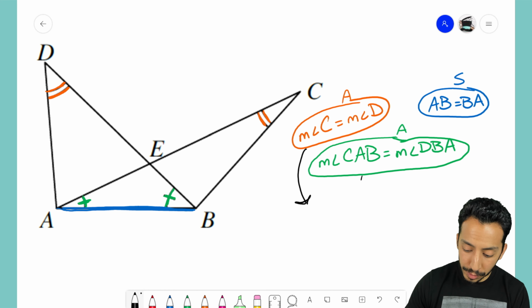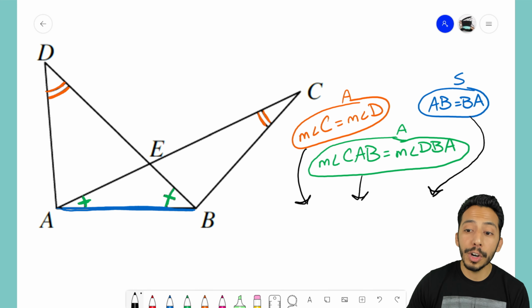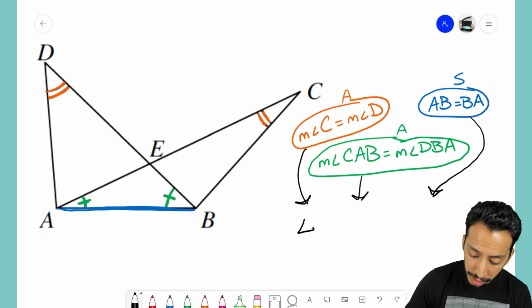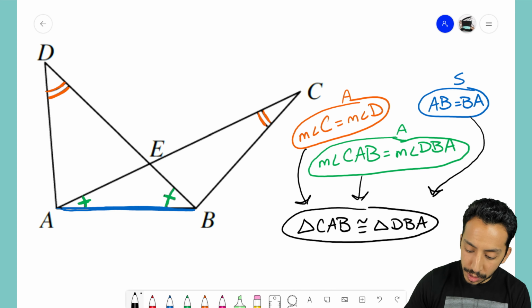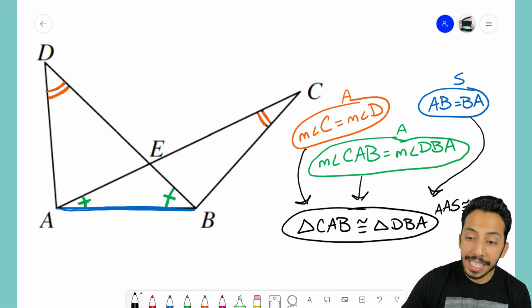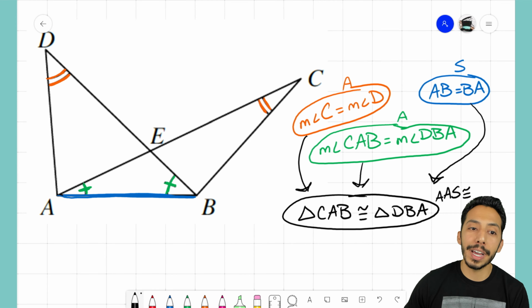So let's go ahead now and write this out in our flow chart. We can do our conclusion now, and our conclusion is triangle CAB is congruent to triangle DBA. And what did we use to show this? Well, we used angle, angle, side congruency. Whoops, my head is blocking that.